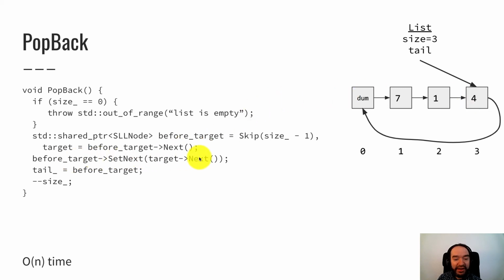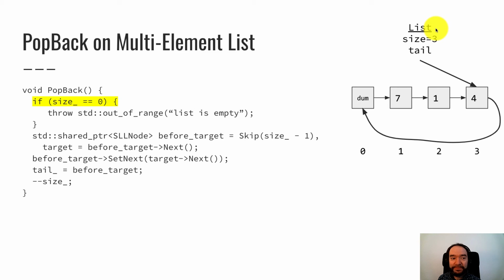Before target, set your next to target next. So 1 needs to change its next pointer to point to whatever 4's next currently is, which will actually always be the dummy node. And then the tail needs to move to before target. So currently tail is at target, tail needs to move to before target. Minus minus size decrements that to 2.